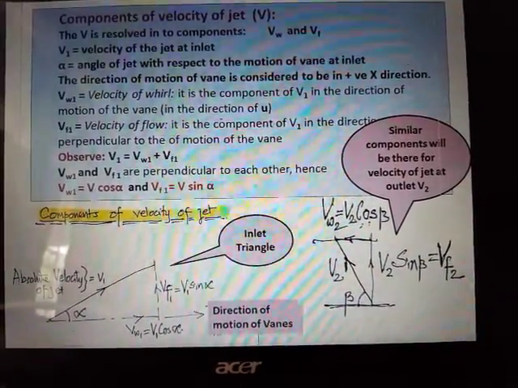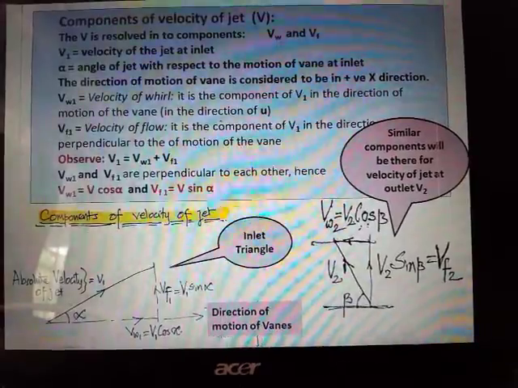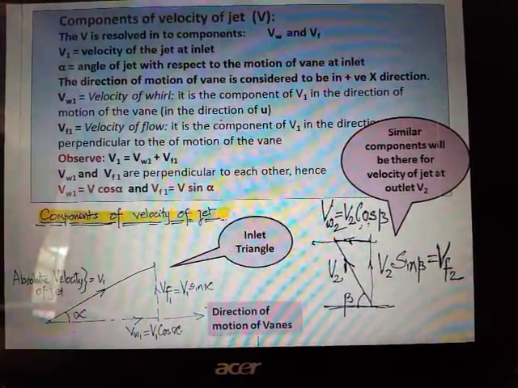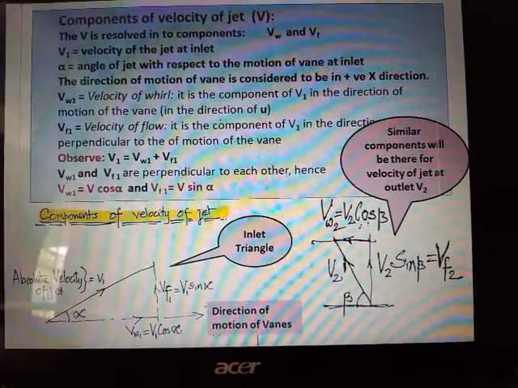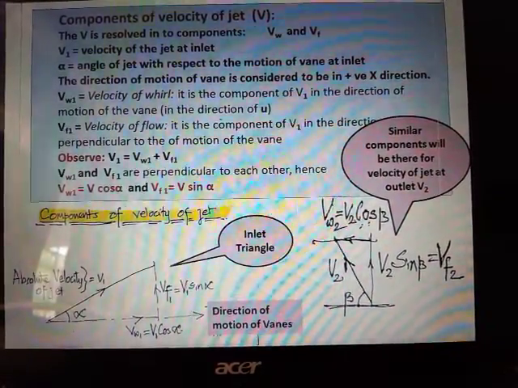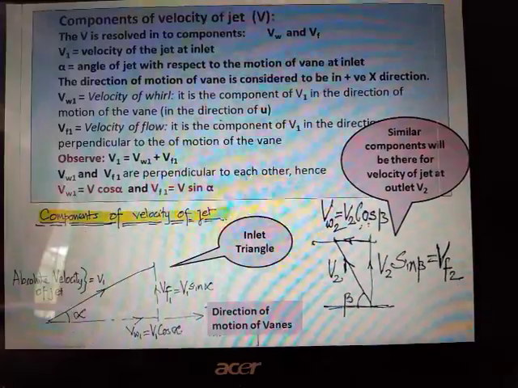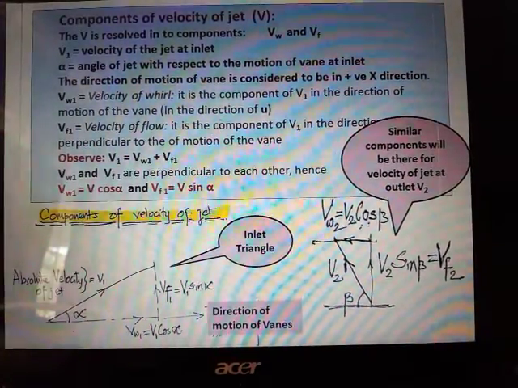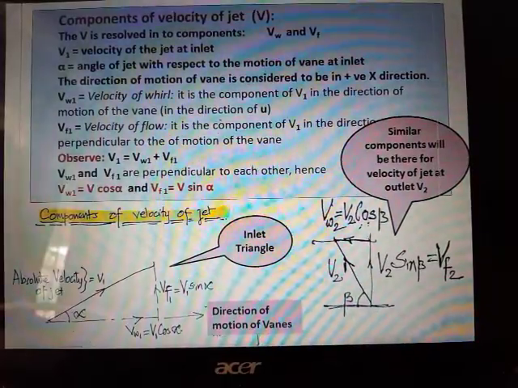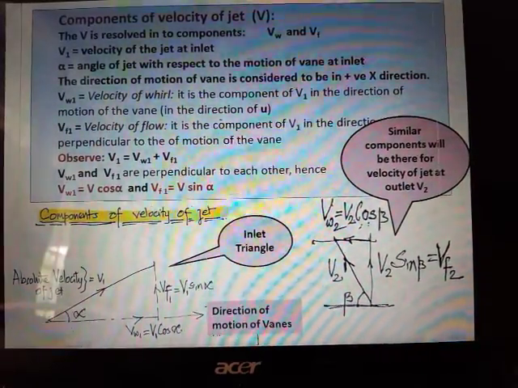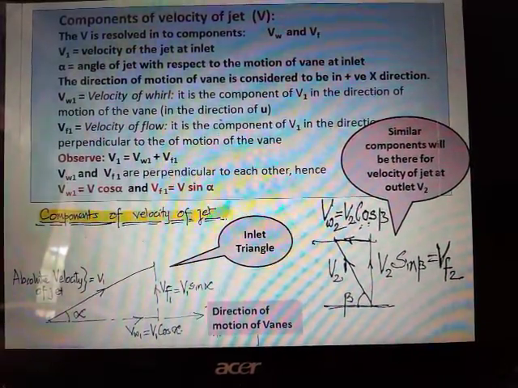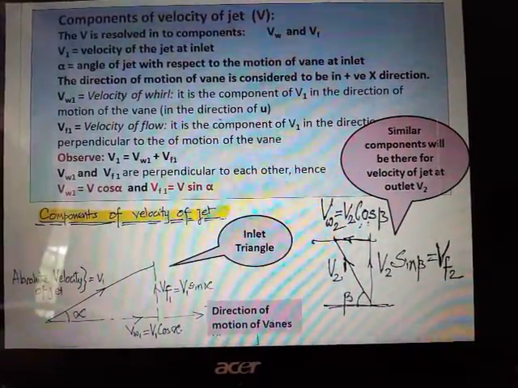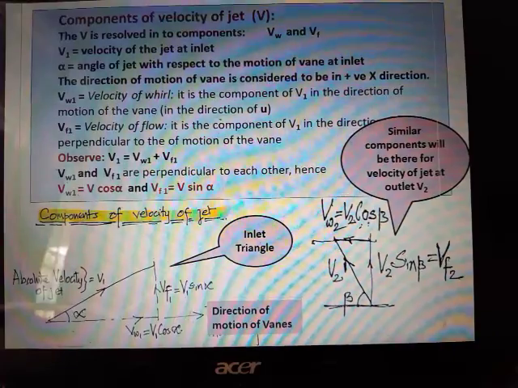So in this slide number 6, we'll see the details of components of velocity of jet. Now in the earlier two triangles, it was represented by V1 at inlet and V2 at outlet. We are not talking about the other two sides like U and VR. We are talking only about the components of velocity of the jet only, right?